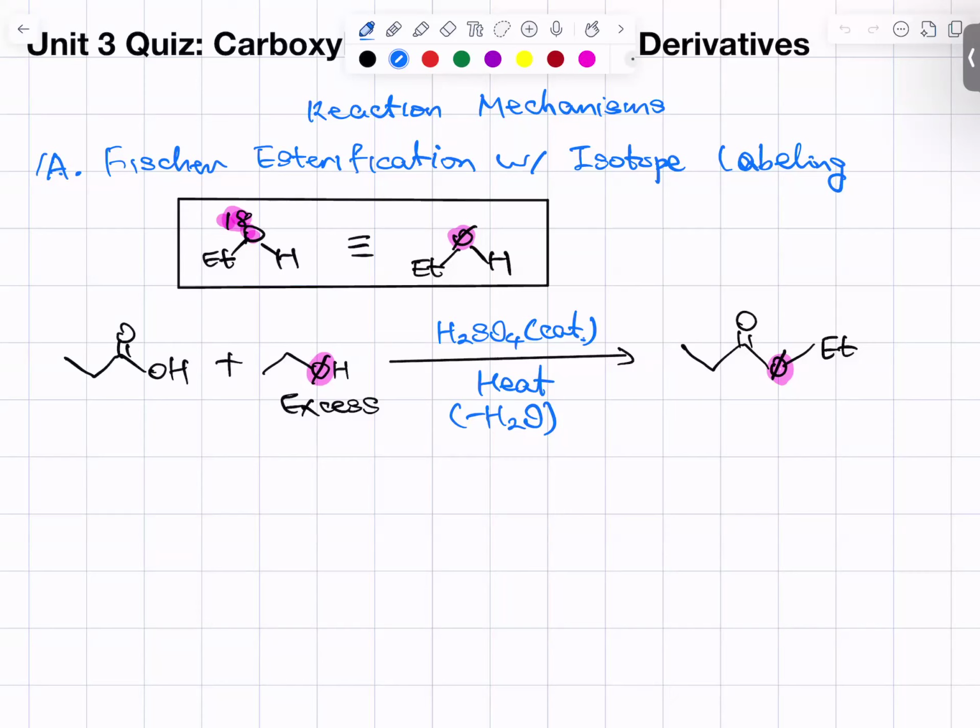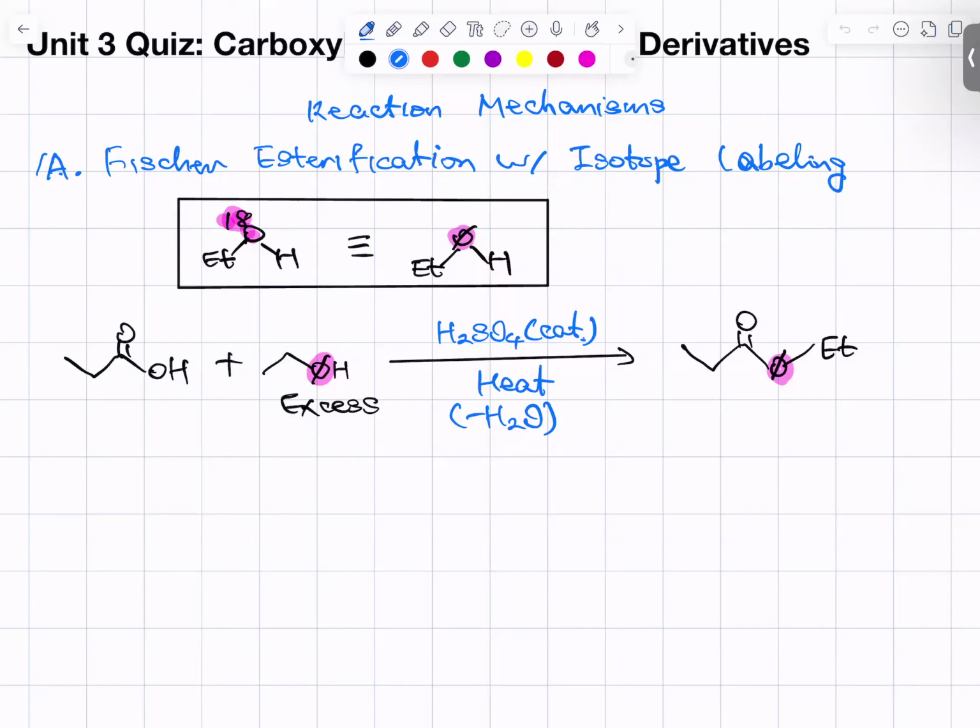So problem 1 is asking us to draw reaction mechanisms for Fischer esterification and the reaction between acyl chloride and alcohol. Let's get started with Fischer esterification with isotope labeling. Here we are using oxygen 18. The major component of oxygen is oxygen 16, the isotope in highest natural abundance, but we also have a small percentage of oxygen 18 available.